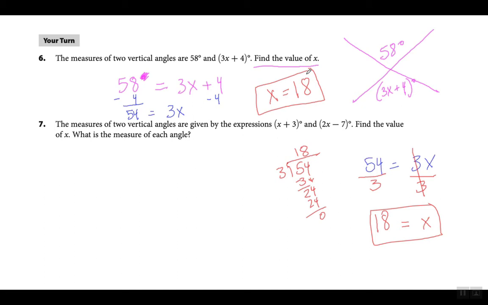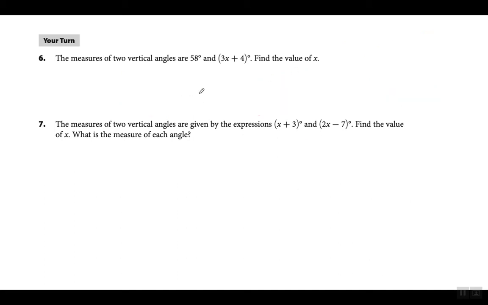Alright, now let me go to number 7. I'm going to erase all this. Number 7. The measure of two vertical angles are given by the expressions x plus 3 degrees and 2x minus 7 degrees. Find the value of x. What is the measure of each angle? So we got two questions here. Tenemos dos preguntas aquí. The first question is find the value of x. And the second question is, what is the measure of each angle?